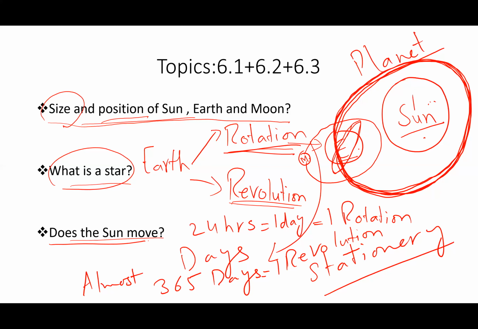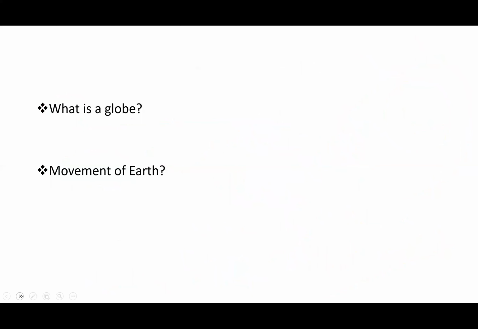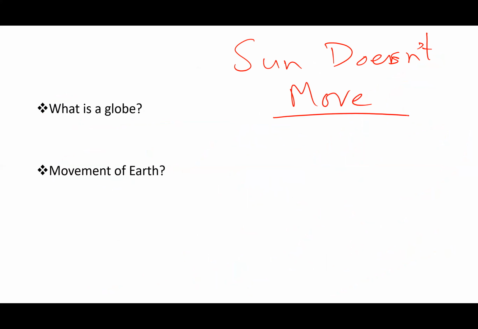Okay, does the sun move? This is another very important point, and as we just concluded, the sun does not move. So it's a very important point. You need to remember that the sun does not move, and it is the earth which moves.